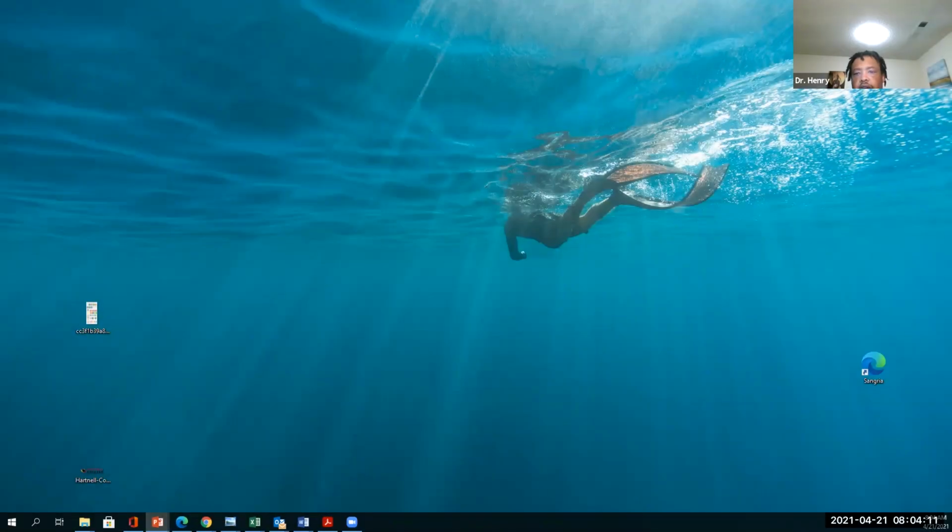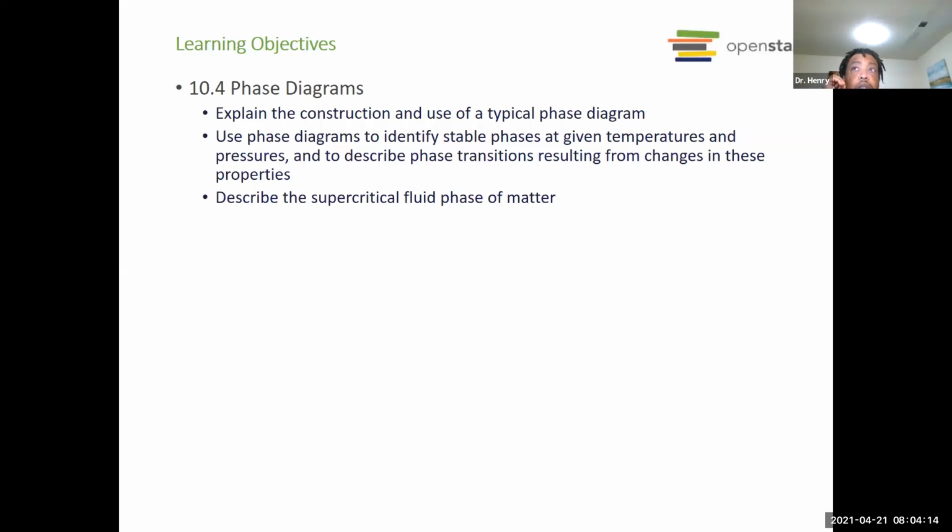Okay, so I believe we left off on phase diagrams. Is that correct? Yeah. Okay.